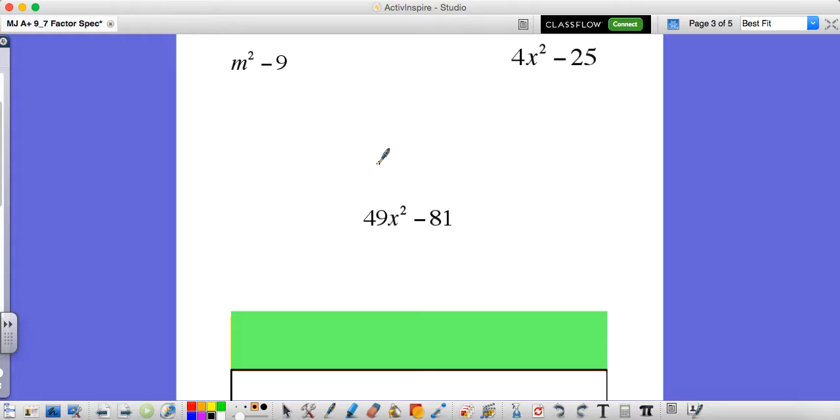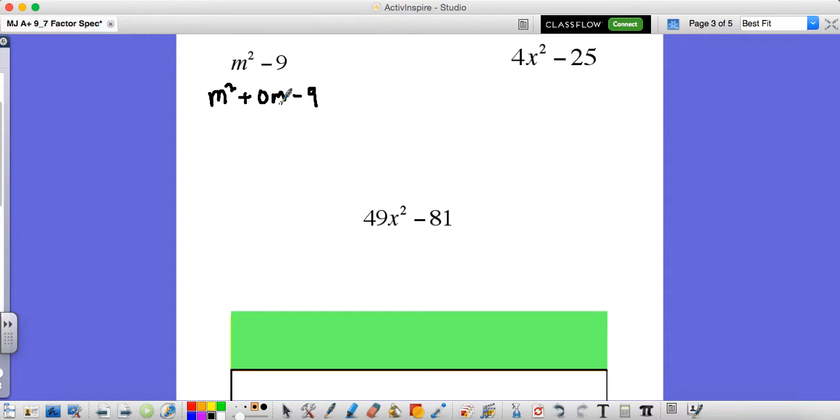Now let's look at another example of a special pattern that looks a little bit different, and this one is used very, very frequently in mathematics. So how would we factor something that looks like m squared minus 9? Well, it might not be super obvious right away, but let's ask this question. Could we rewrite m squared minus 9 as m squared plus 0m minus 9?